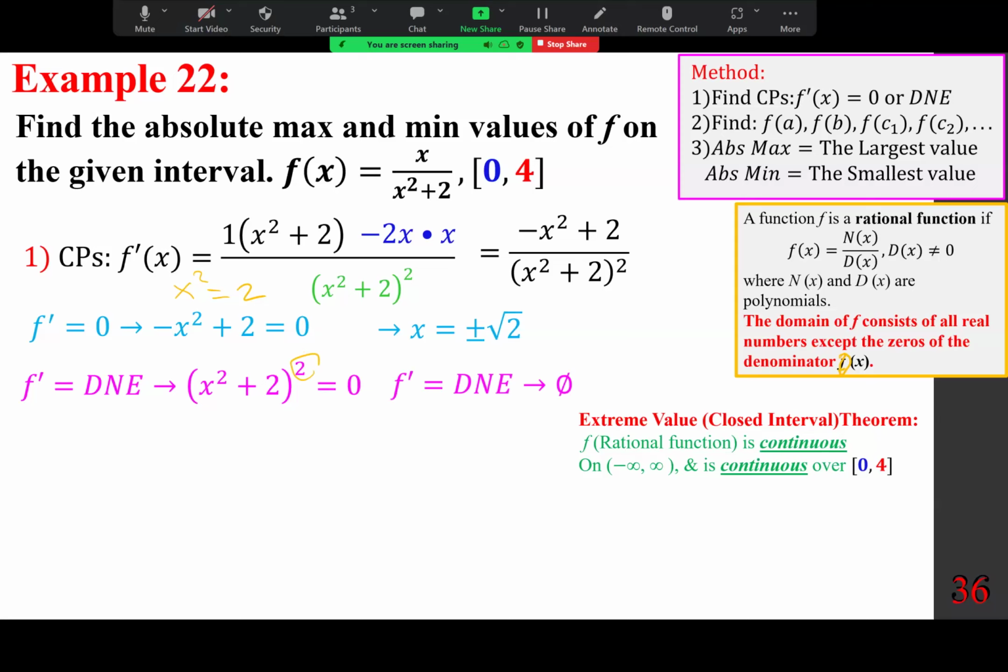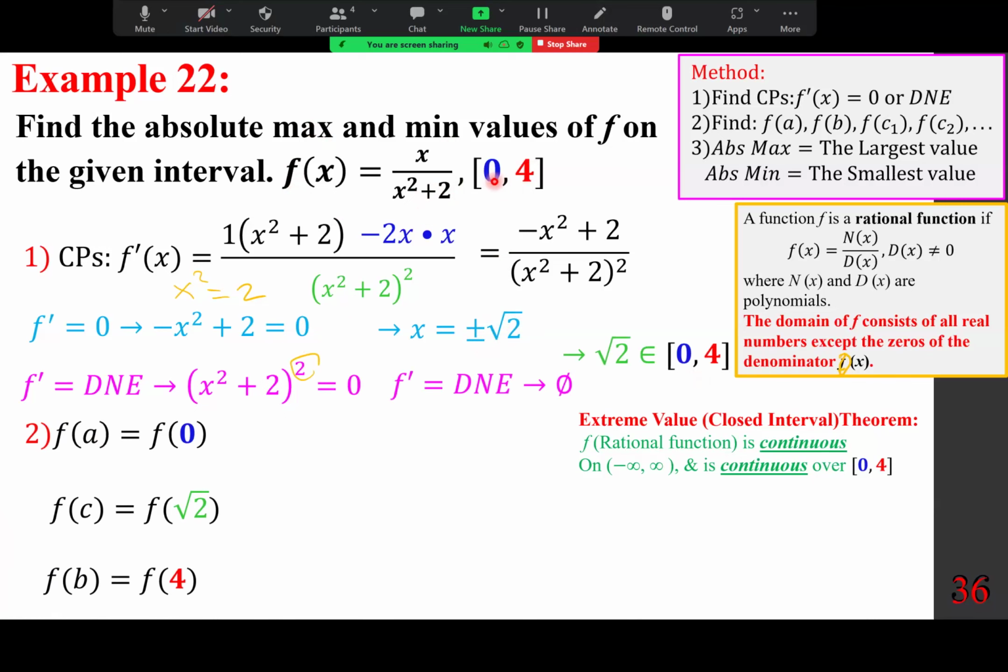So there are two solutions, and we know square root of 2 is about 1.41. So is that in between? Yes. How about negative square root of 2? No. Only square root of 2 is in between 0 and 4. So we're going to evaluate this original function at a, 0, c, square root of 2, and b, number 4.